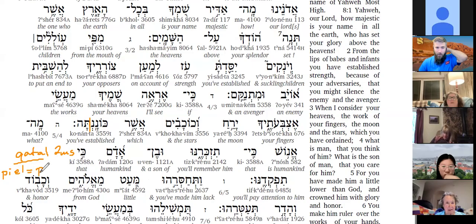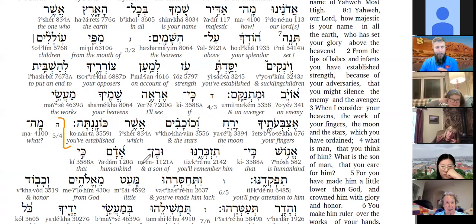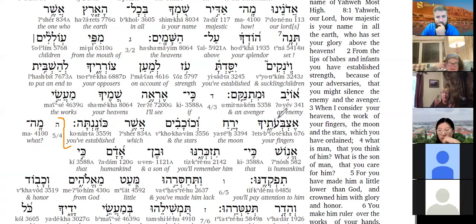PL for geminate roots, or a hollow root, as asked this week. Hollow roots fit into polel as well. The root of konanta is actually kun, kaf vav nun. So it's a hollow root. It falls into polel, the specialized form of PL for those two irregular groups. Now, how about your fingers, and the moon and these stars?